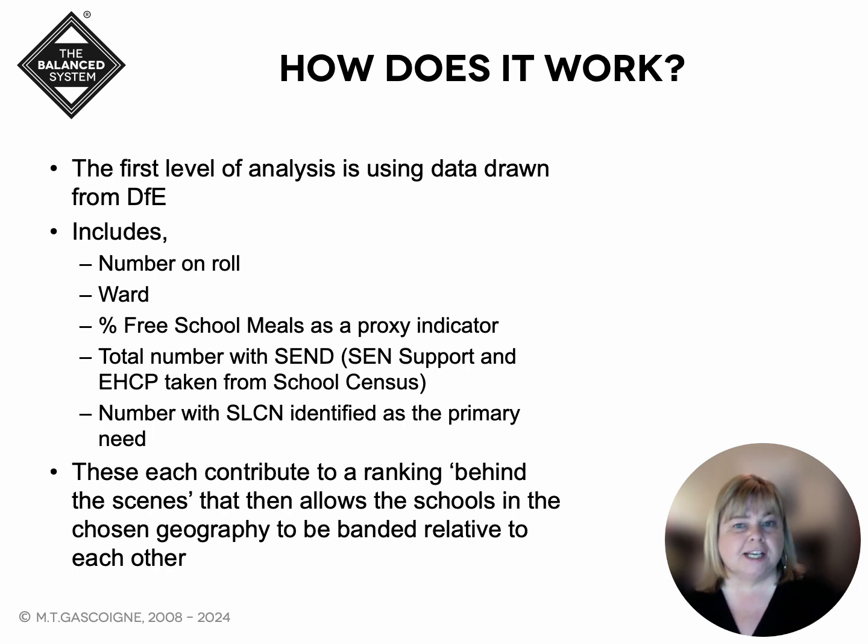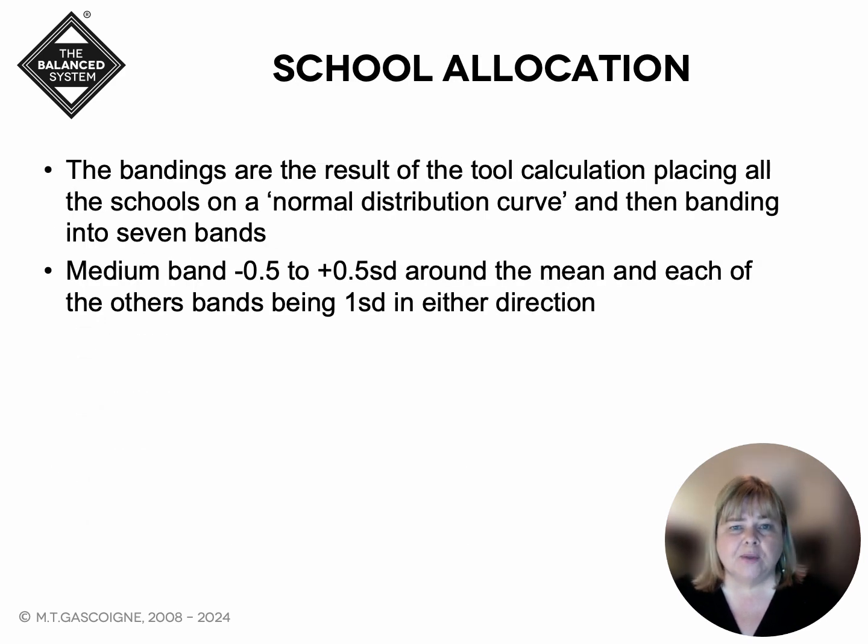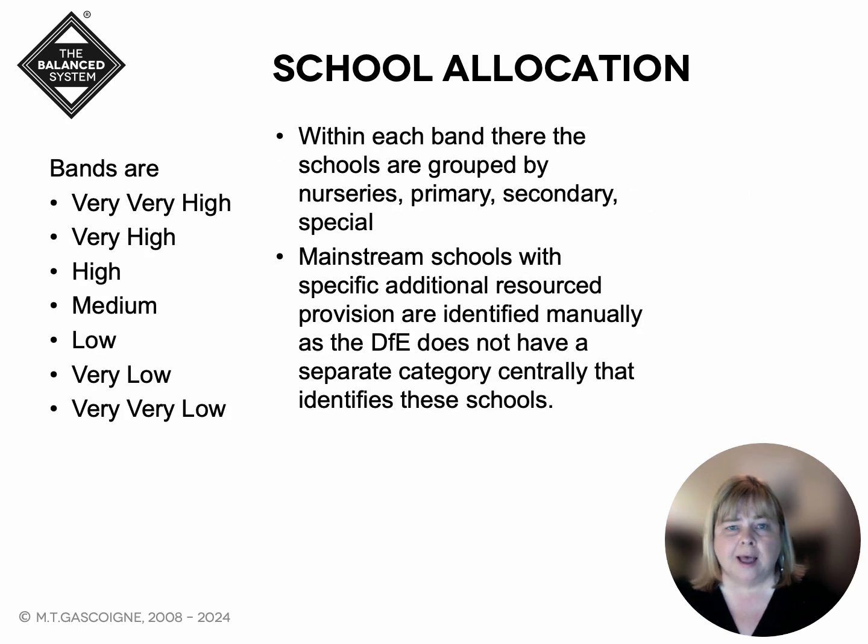So that first sweep through the data gives us enough information already to start producing a rank order of schools based on their need through that algorithm. And that gives us the ranking behind the scenes that allows us to apply straightforward stats to then band the schools into different levels of need. Our median band would be from -0.5 to +0.5 standard deviation around the mean, the average for the given geography, and then the other bands will go above and below that at a standard deviation each away from that mean, which is a fairly standard statistical process, of course.